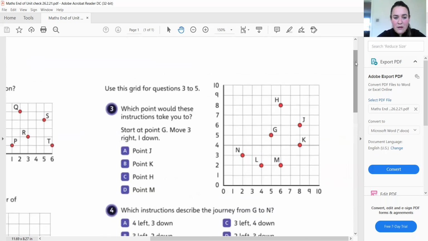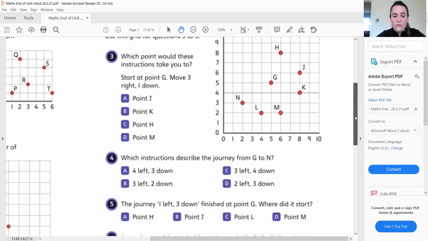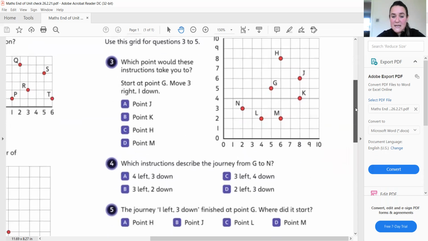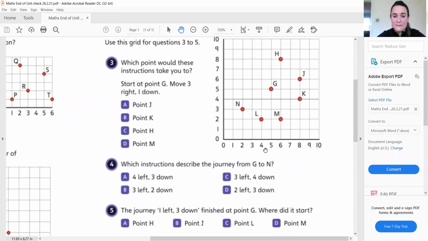Question 3. You're using the same grid. So use this grid for questions 3 to 5. So 3, 4, and 5, all of these questions here are using this grid reference. Okay. So you need to read these questions really, really carefully. Question 3, which point would these instructions take you to? And then it's got a question mark.